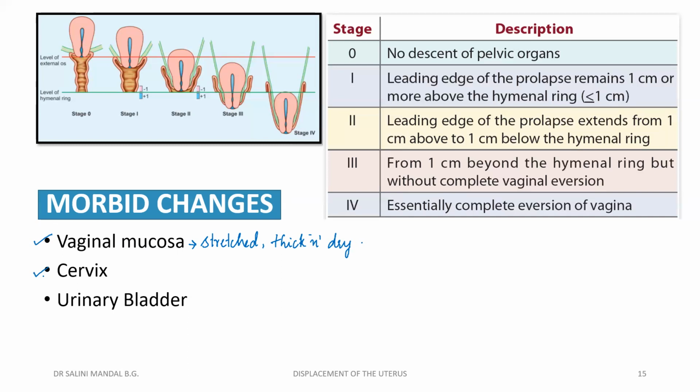One more thing about the vaginal mucosa, I would like to say that even pigmentation can come up. So this was about the vaginal mucosa. Coming to the cervix, we have two parts which we're going to deal with. One is the vaginal part, and the other one is the supravaginal part.